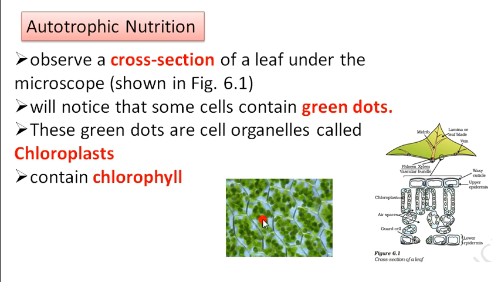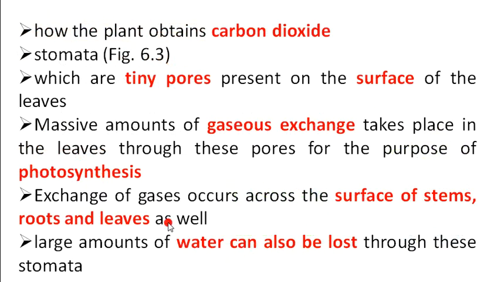This is another picture. These green dots are chloroplasts. This is the picture under the microscope of the leaf cross section. So you can see here, this is autotrophic nutrition in plants. How do plants obtain their nutrition? By photosynthesis. We have already discussed this in our last video. So this is autotrophic nutrition.